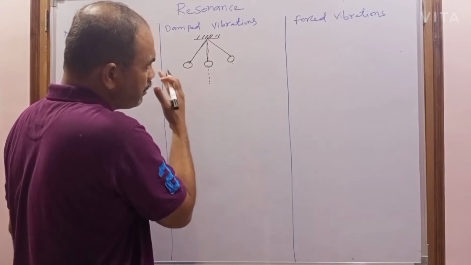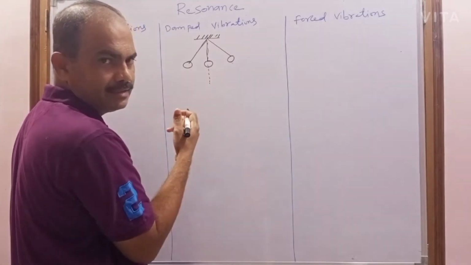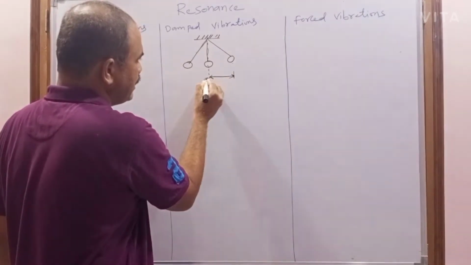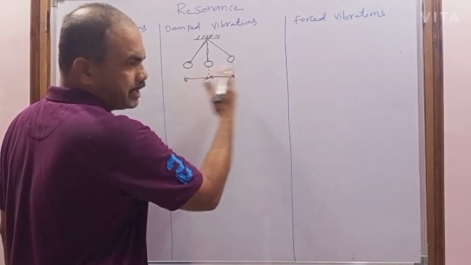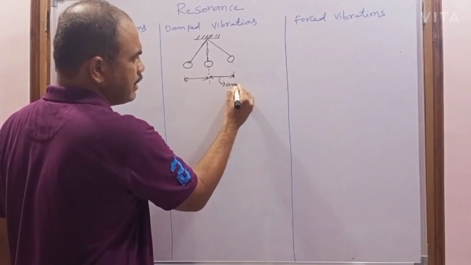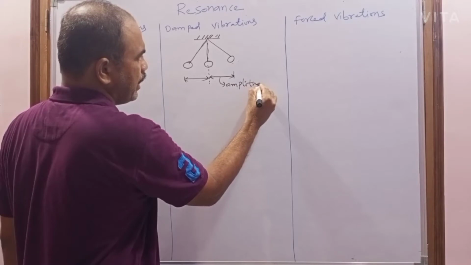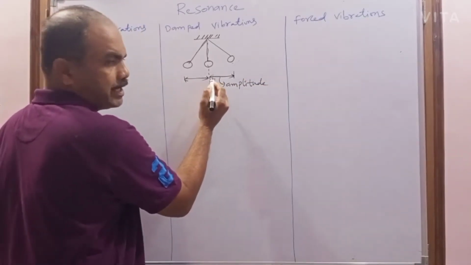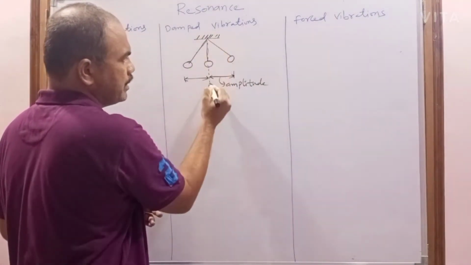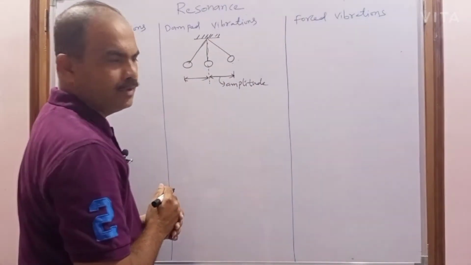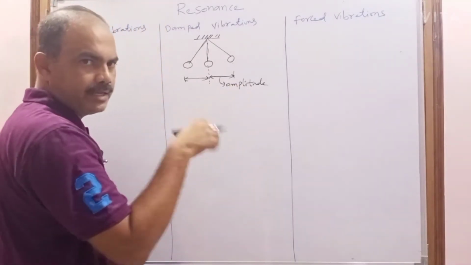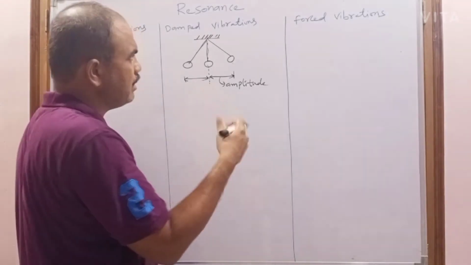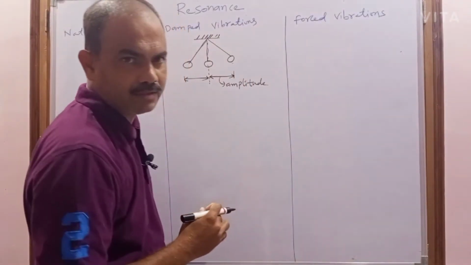When it is making oscillations on either side, it makes some displacement on either side. The maximum displacement on either side from the mean position is called the amplitude. That is why, when the simple pendulum is set into oscillation, it makes a to and fro motion, and these oscillations are also called vibrations.